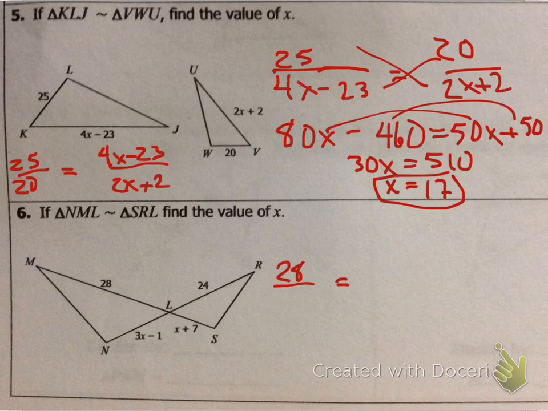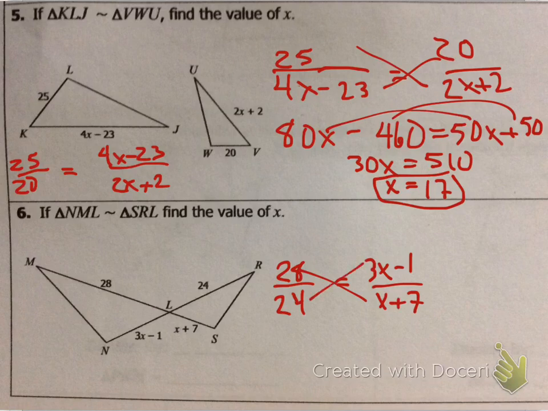Actually, let's change that. Now that I look at it, I'm going, wait a sec. 28 goes with 24. Oopsie, let's try that again. 28 goes with 24. And then I could say 3x minus 1 goes with the x plus 7. And then again, cross multiply.